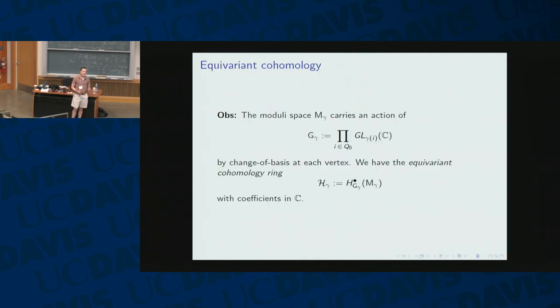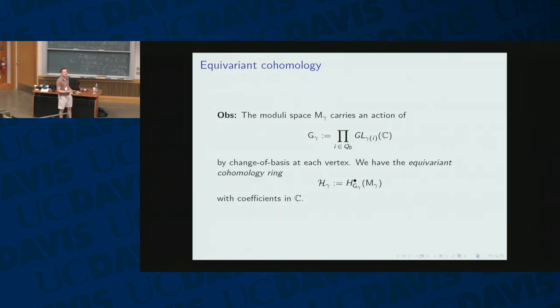So our space M gamma has some interesting symmetries. If you have a linear map between two vector spaces, we try to persuade our linear algebra students, perhaps with mixed success, that changing bases at the domain or codomain doesn't really affect that map in a material way. So M gamma carries a change of basis action of a product of general linear groups, acting at each vertex. And I'm going to let H gamma be the associated equivariant cohomology ring with complex coefficients.